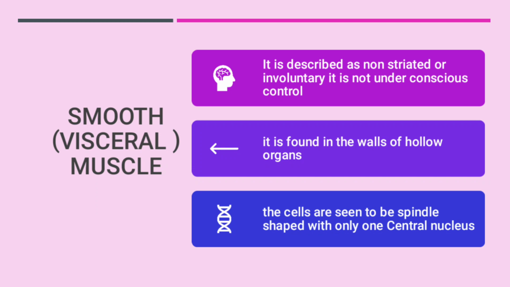So what do we mean by visceral? Visceral organs are located basically in the digestive tract, where contraction and relaxation are not under our control. So it is an involuntary type of muscle system.